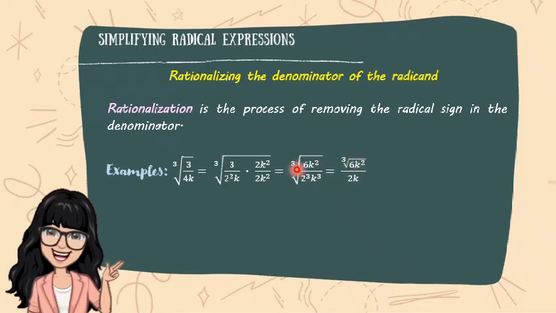How about here? Cube root of 2 cubed. So the index and the exponent are the same. So we will have the radicand 2. K cubed, or cube root of k cubed. So the index and exponent are the same, so we will have the radicand k as our answer. So our final answer then will be cube root of 6k squared over, or divided by, 2k.